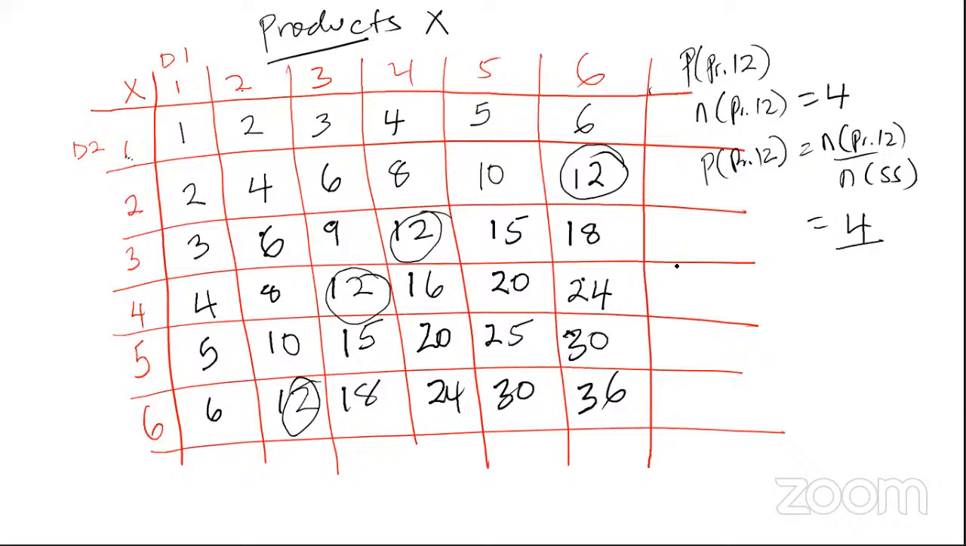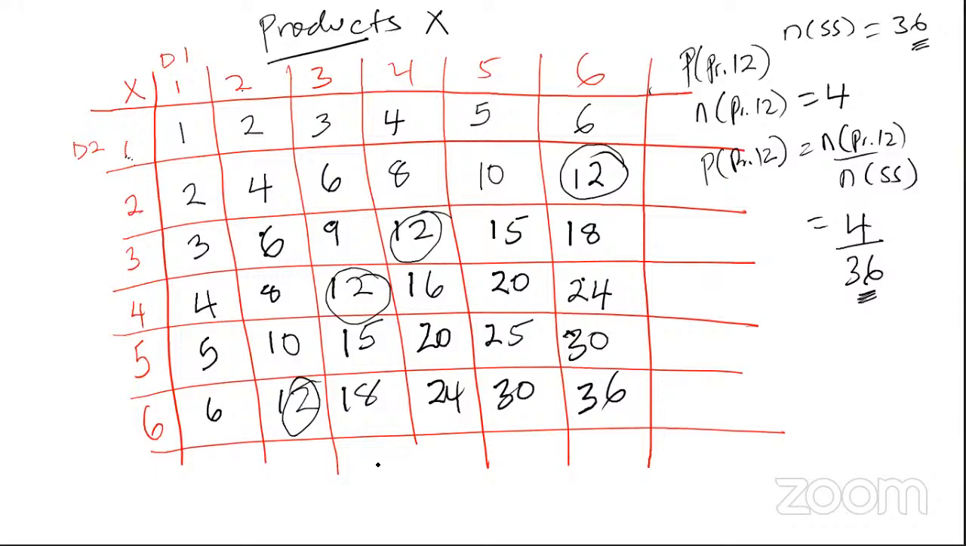Our sample space is 36, so the probability is 4 out of 36. You can reduce this down. If they ask for a certain product, or the probability that the product is an even number or an odd number, you just look for the odd or even numbers and give your answer. So that is how you generate the table for the products.